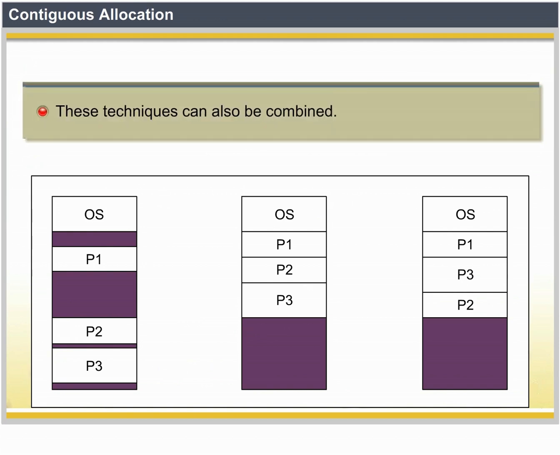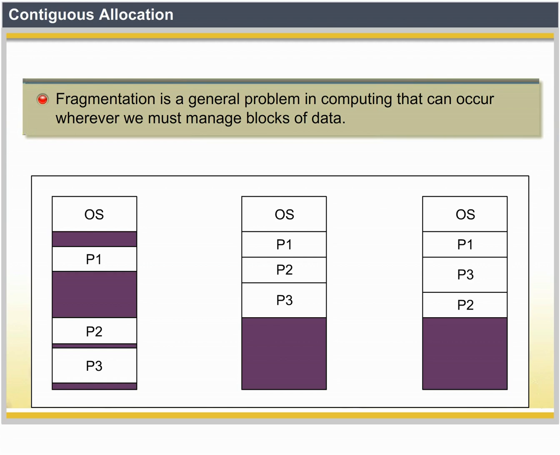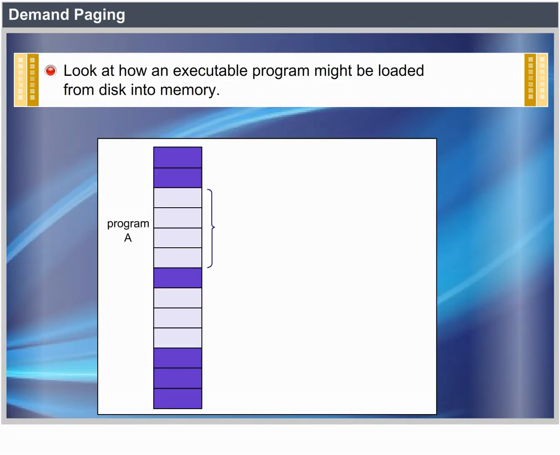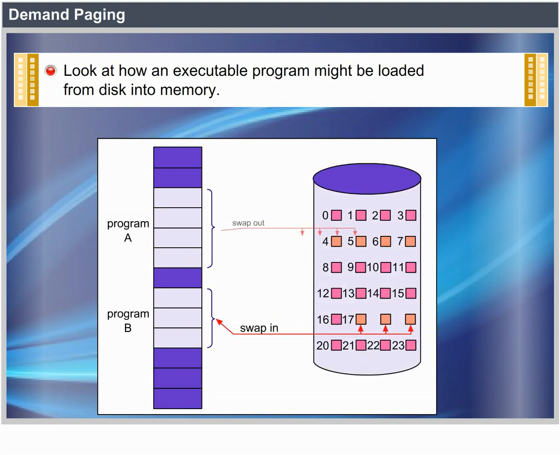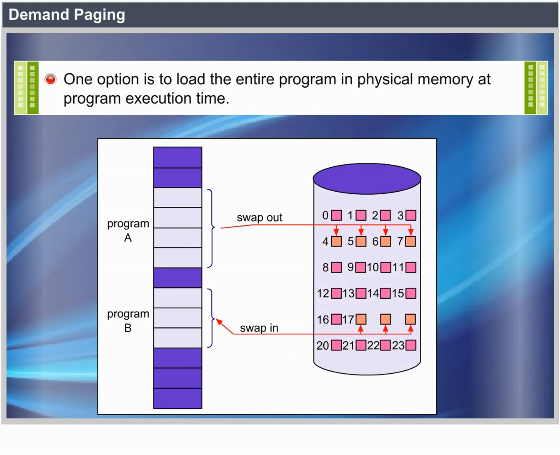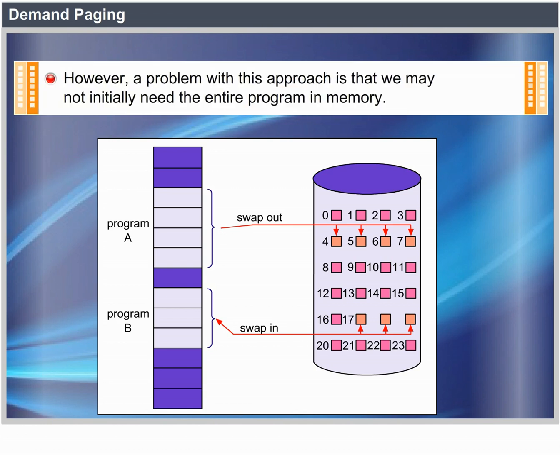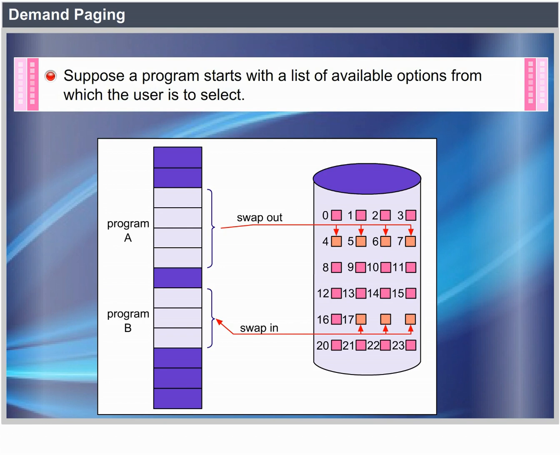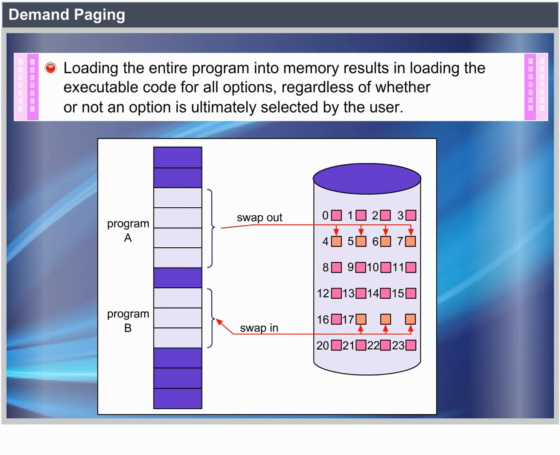Fragmentation is a general problem in computing that can occur wherever we must manage blocks of data. Demand paging. Consider how an executable program might be loaded from disk into memory. One option is to load the entire program in physical memory at program execution time. However, a problem with this approach is that we may not initially need the entire program in memory. Suppose a program starts with a list of available options from which the user is to select. Loading the entire program into memory results in loading the executable code for all options, regardless of whether or not an option is ultimately selected by the user.